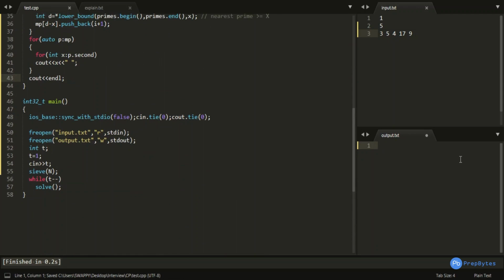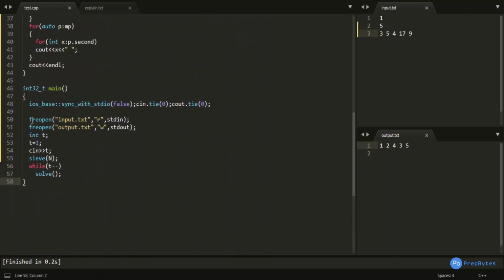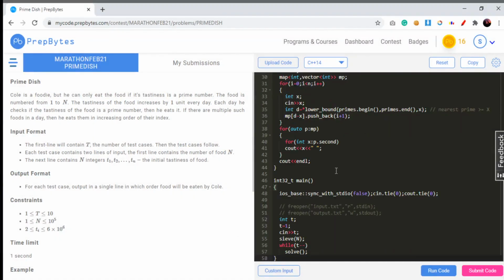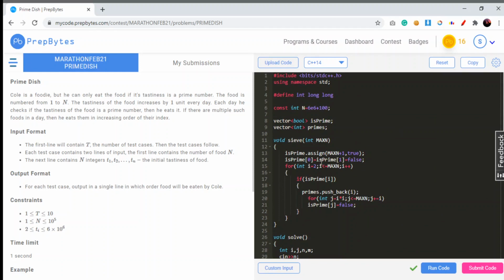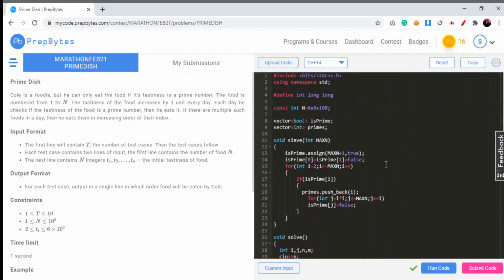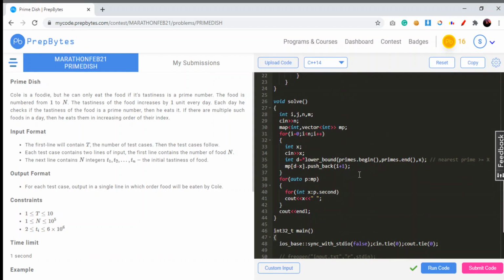Let me run this one for the sample test case over here. Okay, so it's getting compiled. Okay, the compilation is done. You can see the output is over here. Let us remove these extra lines and move to our PrepBytes platform to submit this code. Now let us submit this code. So you can see that we have got an AC for this problem. I hope you have understood the pretty basic logic behind why we are using Sieve and how we are calculating the differences and mapping them to the food numbers.